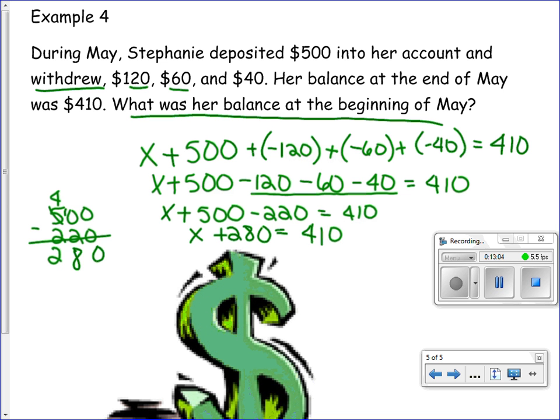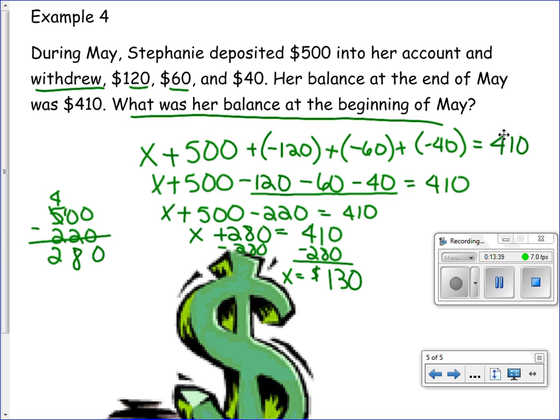Now using the subtraction property of equality, what can I do to both sides? Yes, Brad? Subtract 280 from each side. So if I subtract 280 here, I'm going to subtract 280 here. All I have left on the left-hand side is X. What do I have left on the right-hand side? Skipper. So I have $130.